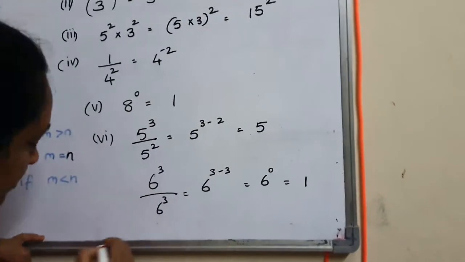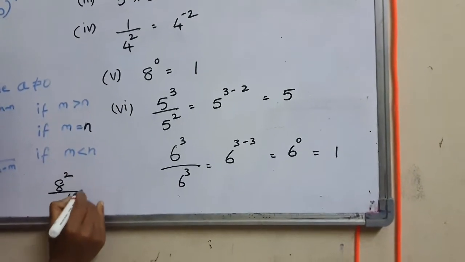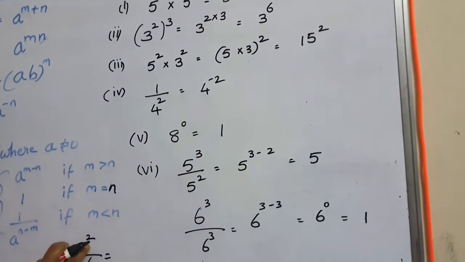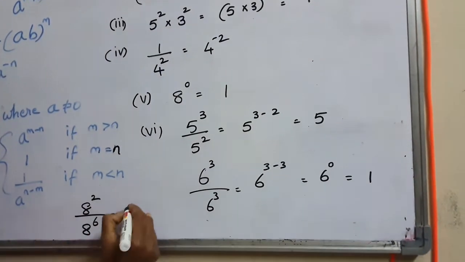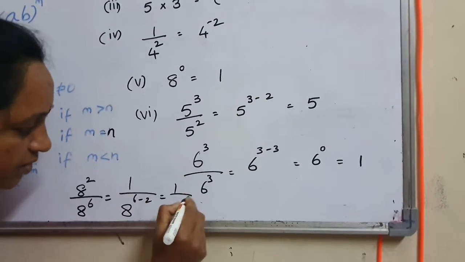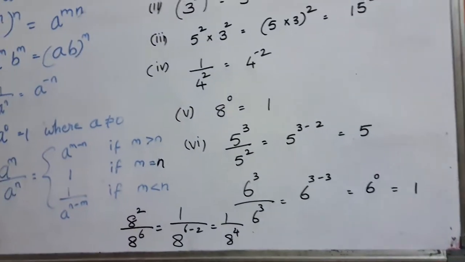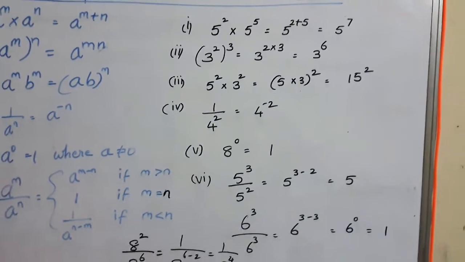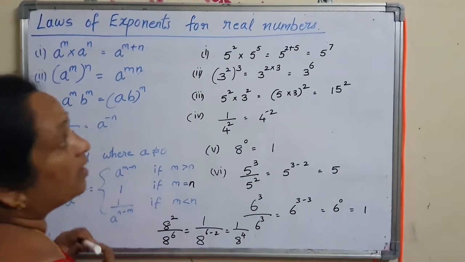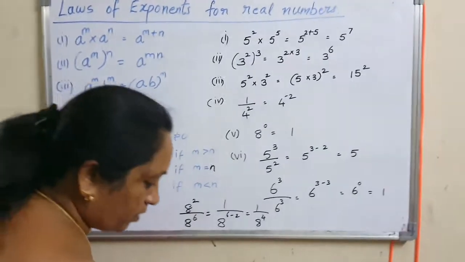And the last one is 8 power 2 by 8 power 6. This is the condition where the denominator power is greater than the numerator power. So you have to use this formula: 1 by 8 to the power 6 minus 2, which is equal to 1 by 8 to the power 4. Now after doing all these examples, what you have understood is that all the bases and exponents are real numbers. Okay.